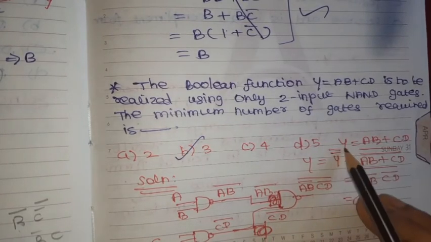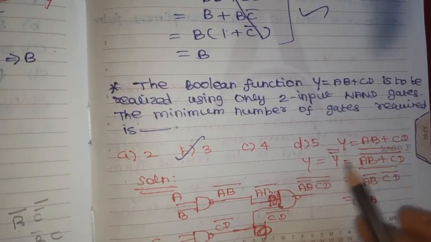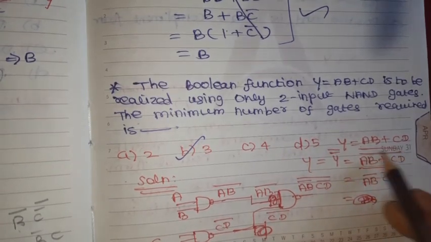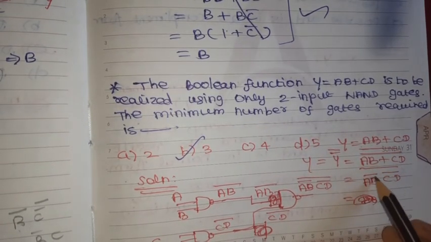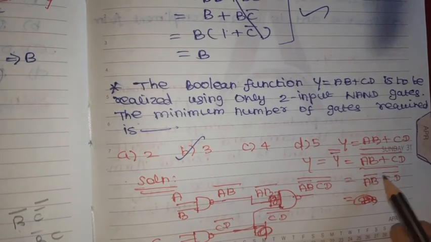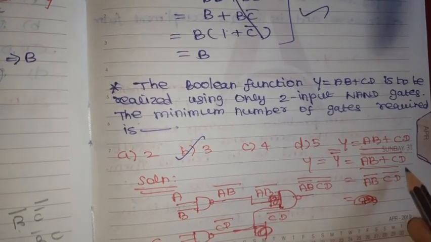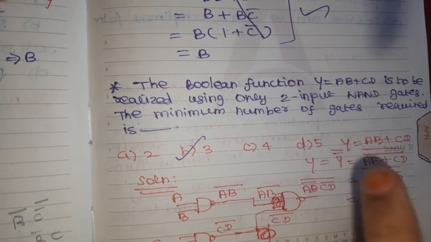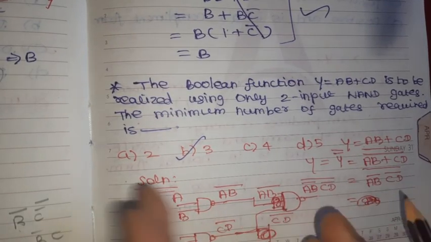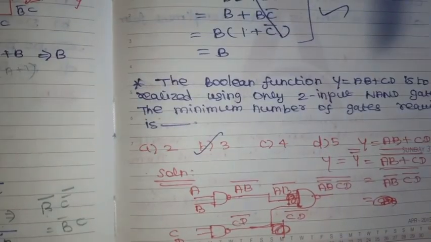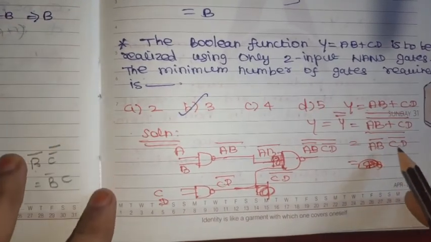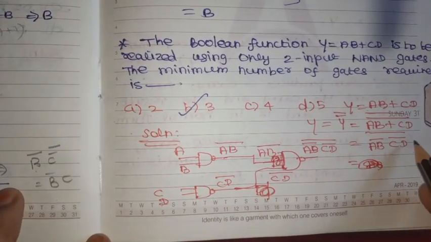Okay, so y equal to AB plus CD. So y double bar, which means AB plus CD, the whole bar. Again break the bar and change the sign: AB bar, CD bar, the whole bar. Why are we doing this? We are using NAND gates. So according to that we can simplify according to the NAND gate output. Okay, so this is simple. So this is AB bar, CD bar, the whole bar, right?